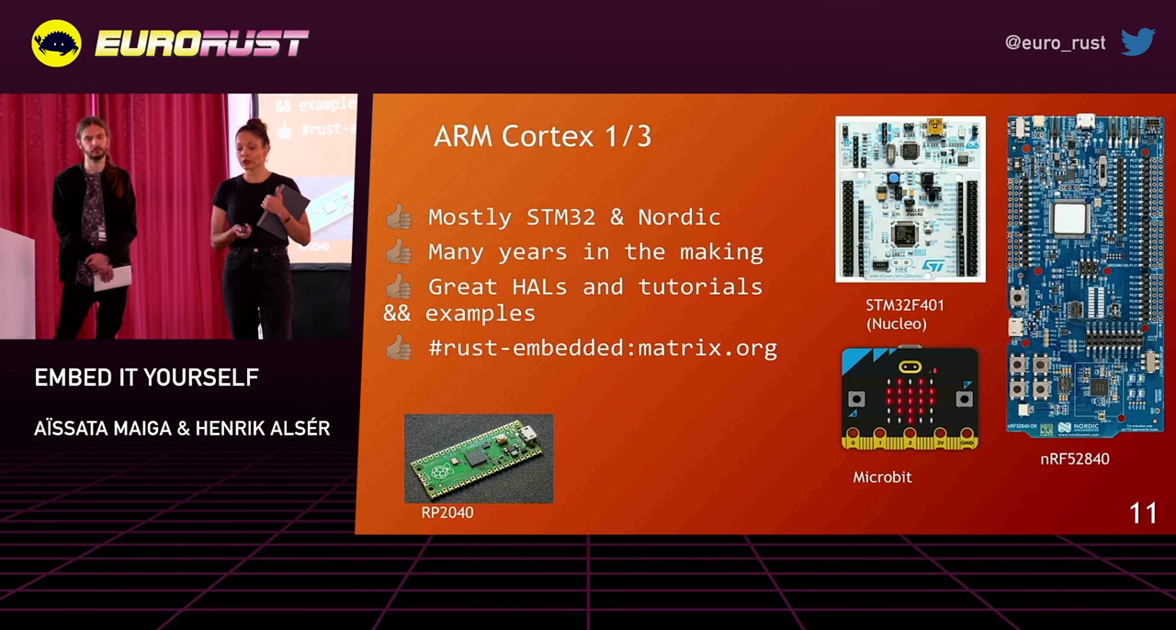The new RP2040 Raspberry Pi is also ARM Cortex-M0. They have great HALs, great tutorials, great examples that you can use to get set up. And there is the Rust Embedded Matrix as well, which is a community that you can join.